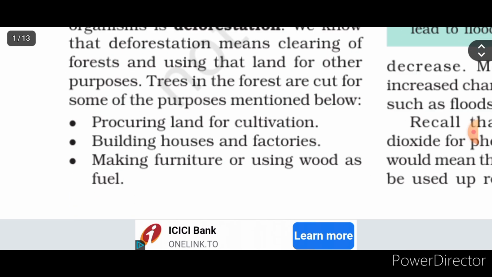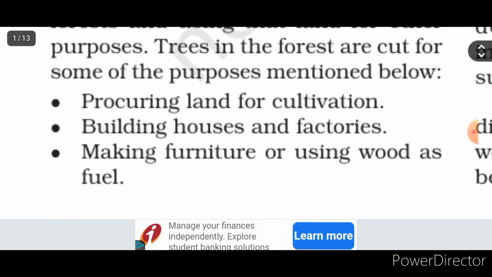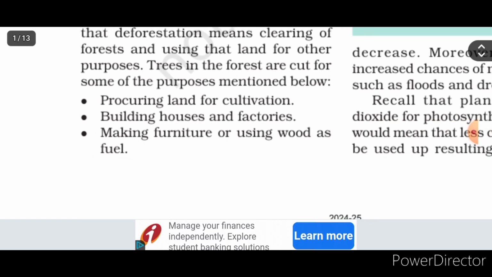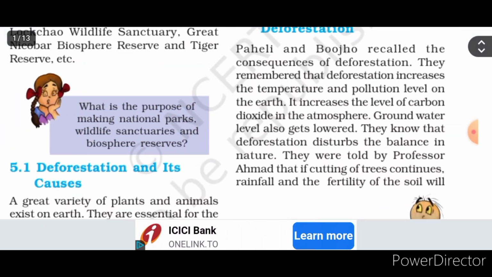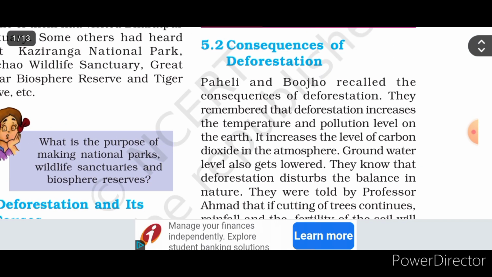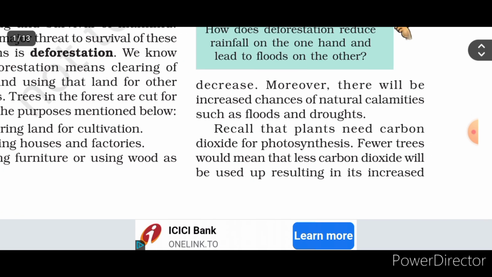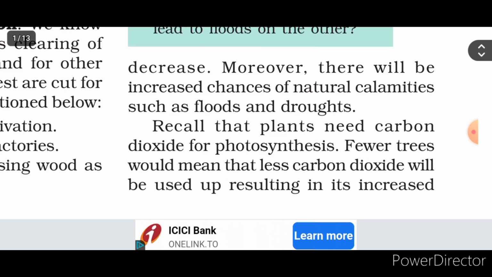Trees in the forest are cut for some of the purposes mentioned below: first, procuring land for cultivation; second, building houses and factories; third, making furniture or using wood as fuel. Consequences of deforestation. Moreover, there will be increased chances of natural calamities such as floods and droughts.